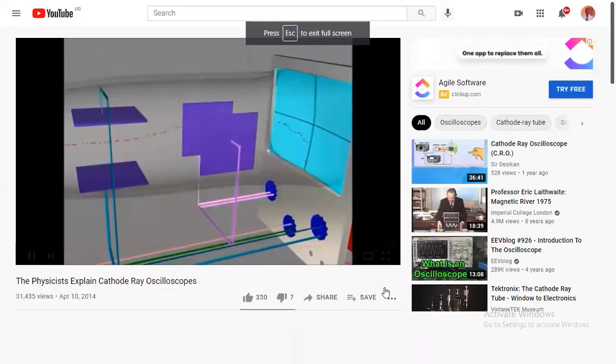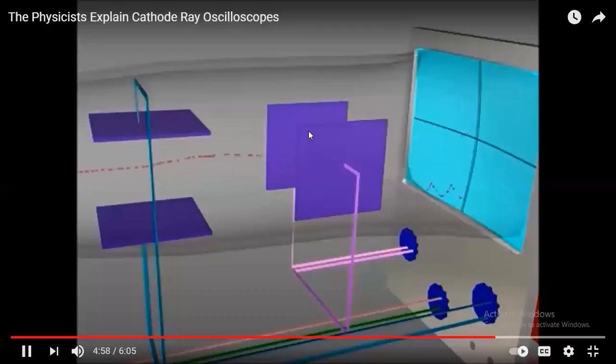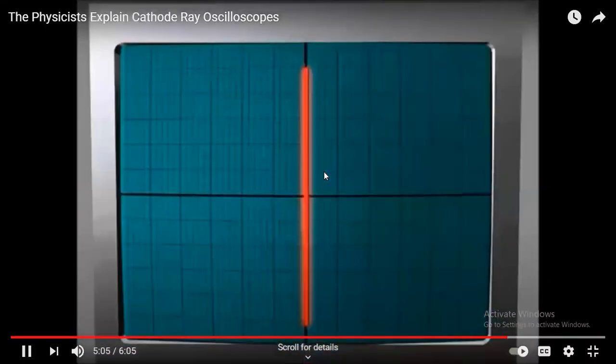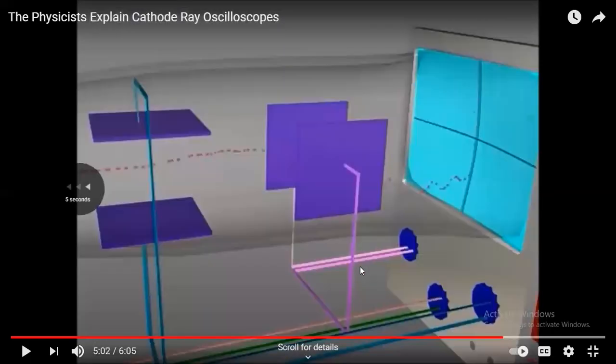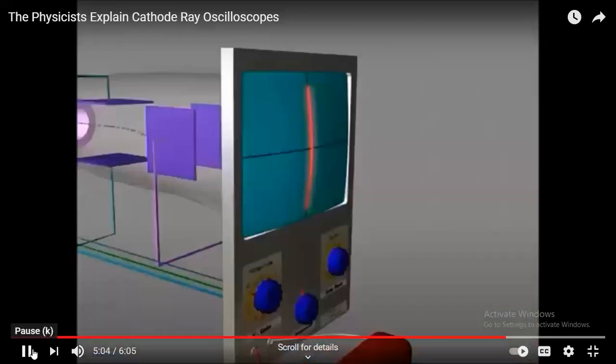And then when we see, that's how the electron will be moving up and down, up and down. So what are we going to see on the screen? We are going to see a straight line, a vertical line, which is straight in the center. So it means that when the SC is connected to the Y plates, we shall have a straight vertical line. So that's the behavior of the electrons, moving up and down in that form.